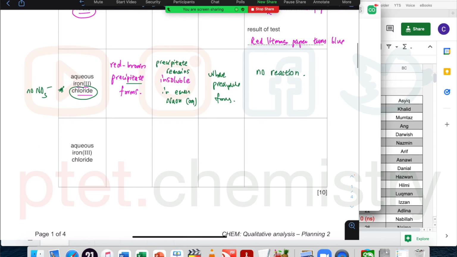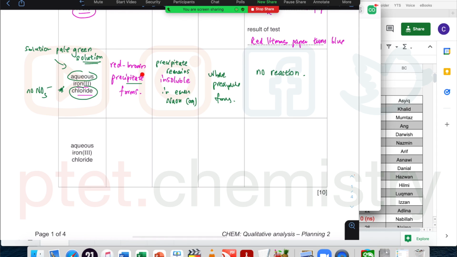Next one, iron 2 and iron 3. I remember just now I said the solution originally would be pale green. Sometimes it appears a bit colorless. So it's a pale green solution. It's not a green precipitate, because this is just without the hydroxide.